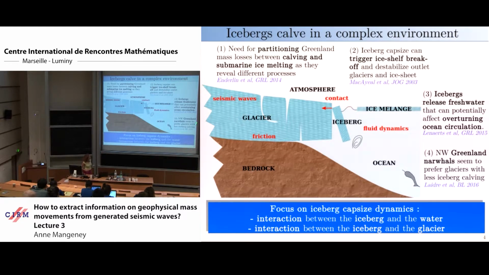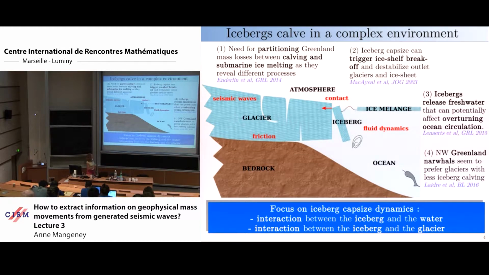And another point, which is important for some people, is that for narwhals, it has been shown recently that they prefer to go to glaciers with less iceberg calving. And people think that is because when you have this big iceberg calving, the nutrients that are in the water are perturbed, and they prefer to go to places where you don't have this. So this iceberg has an influence at the local to global scale.